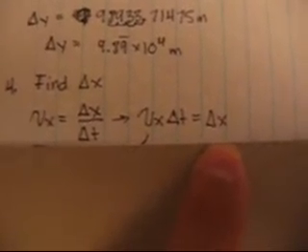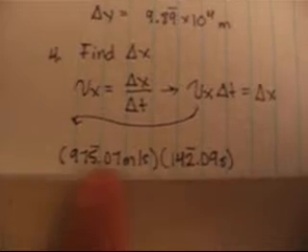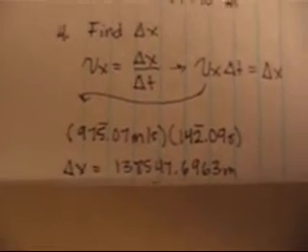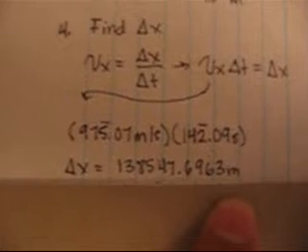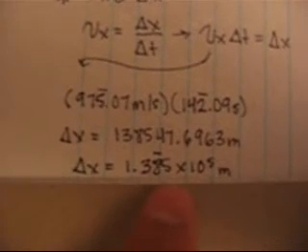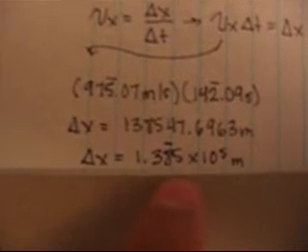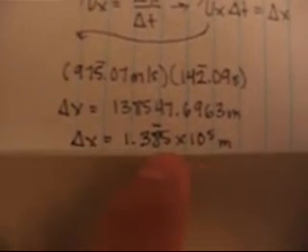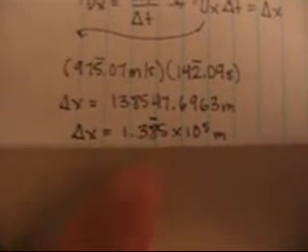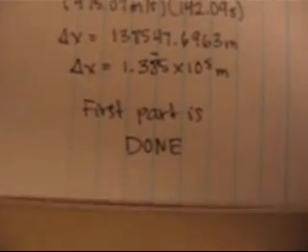So I use this simple equation, rearranged it to solve for delta x, plug it in, keeping track of 3 sig figs, getting an answer this big. And what I like to do is bring it down to size. I kept the 5, you'll see later why, but for now that's my answer, and I keep track of 3 sig figs over the 8. So first part is done.